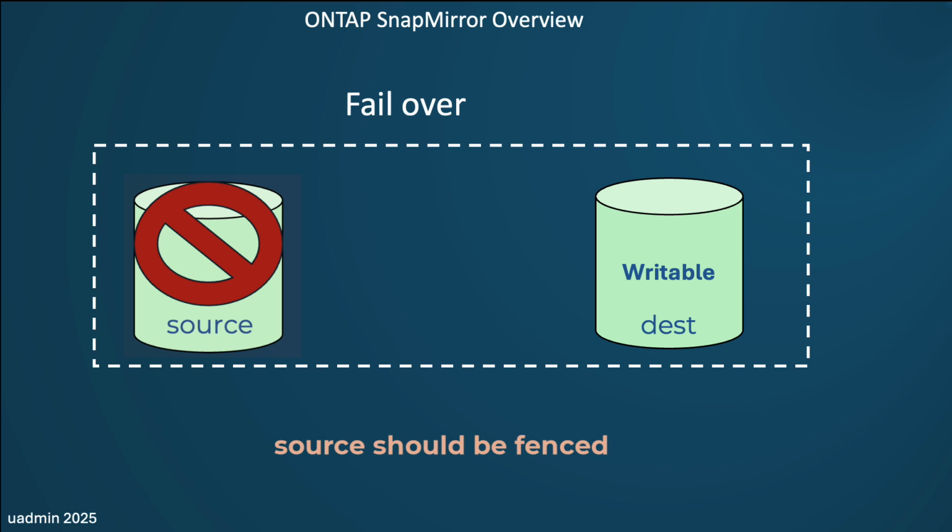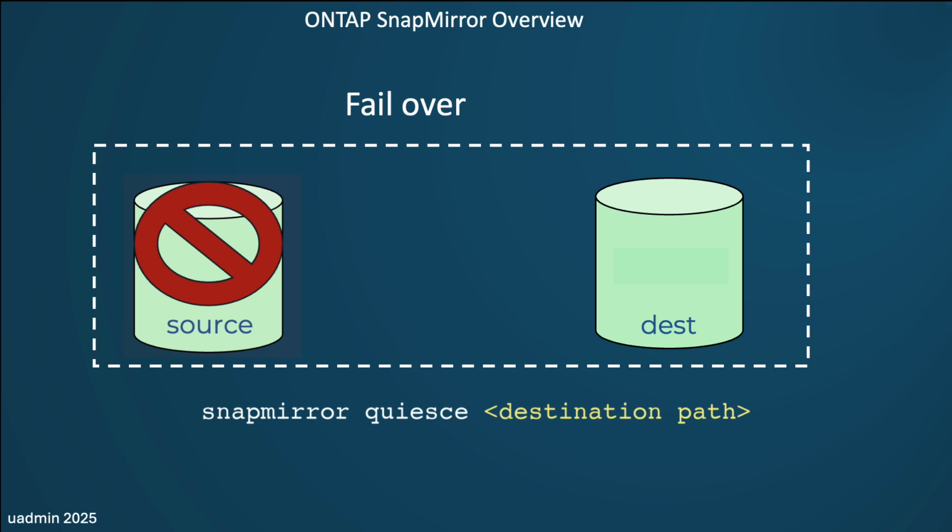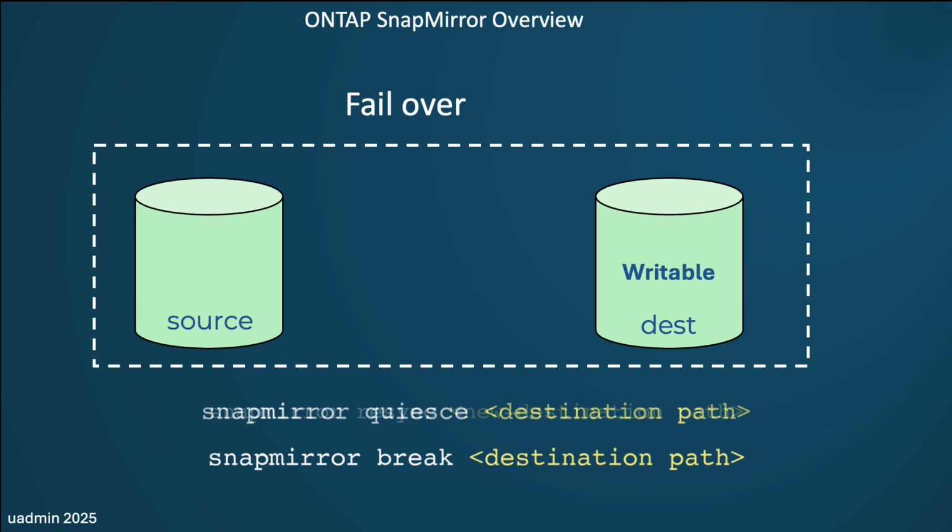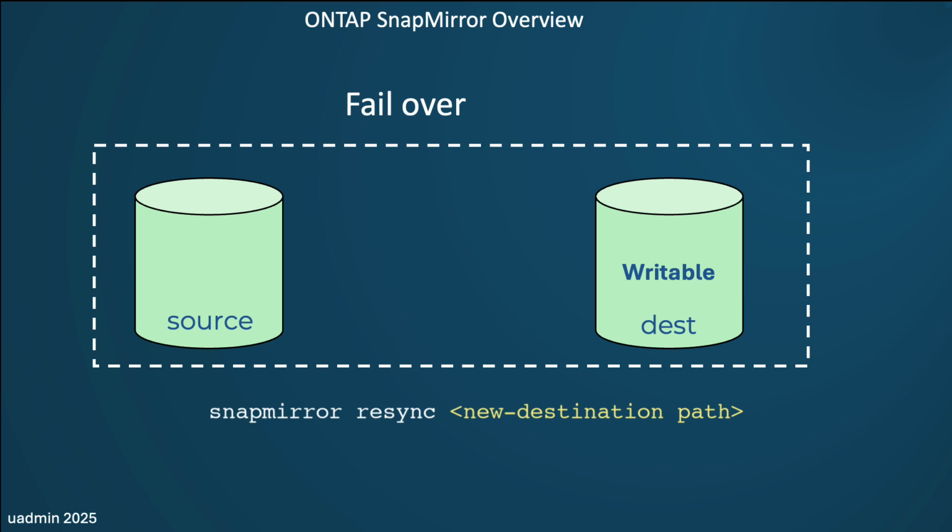To fail over, you first need to quiesce the relationship, which means that no new transfers will be started. After you have quiesced, you can run the SnapMirror break command from the destination cluster. Right after that, the destination will be writable, and when the original source comes back up again, you can reverse the relationship.